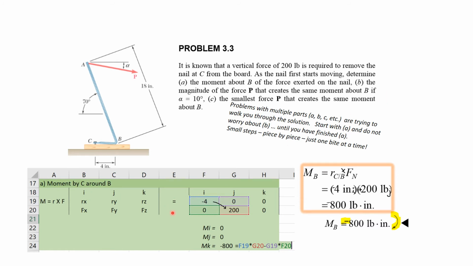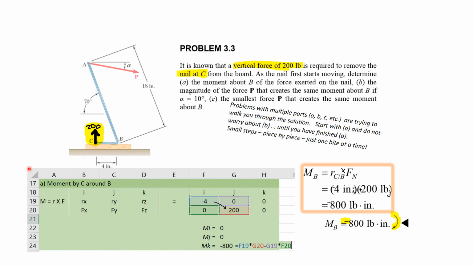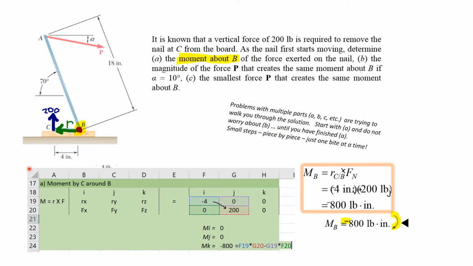So here's how to set that up in Excel. First, we're going to look at the force at C creating a moment around B. Our position vector is going to be from B to where the force is applied. So we're going -4 inches in the X direction. So here's our position vector. And the force that's going to be required is this 200 vertical force. So we're going positive J direction 200.